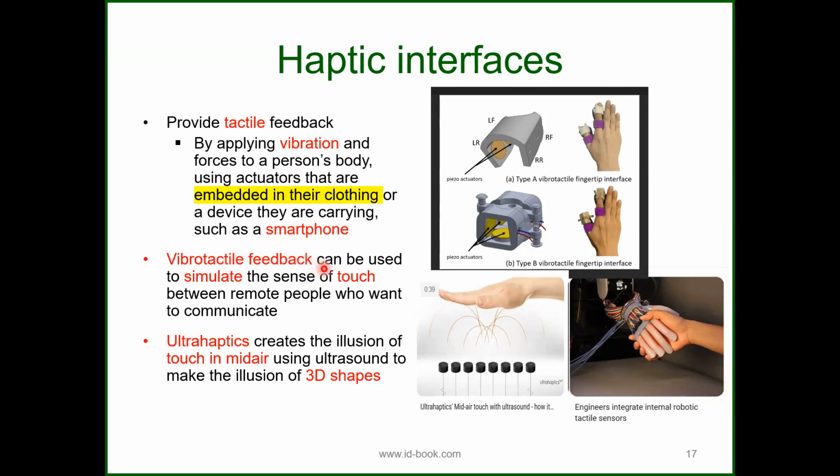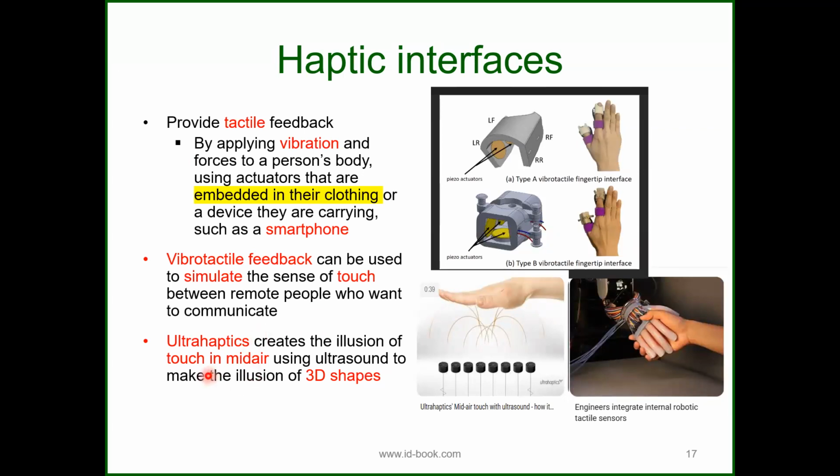The vibrotactile feedback is used to create a sense of touch between remote people. For example, you're sitting here and your mother is at the other end of the world. You people are remote. Now, if you want to create a sense of touch, then we use vibrotactile feedback. It is a very interesting and new type of feedback which creates a sense of touch between remote people who want to communicate with each other when they are not in the same place.